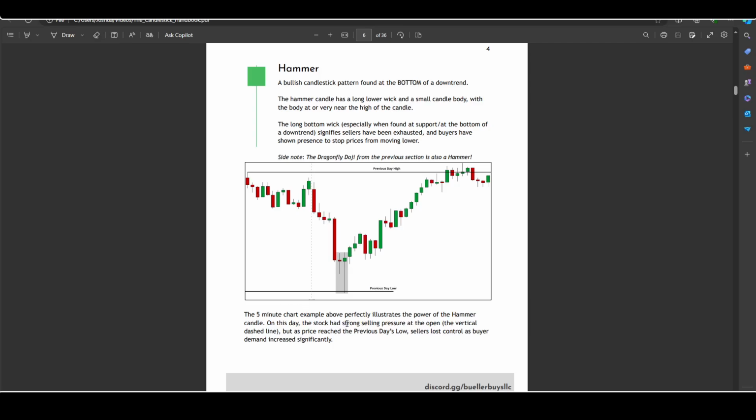The 5-minute chart example above perfectly illustrates the power of the hammer candle. On this day, the stock had strong selling pressure at the open, the vertical dashed line. You can see we opened here, dumped over the course of multiple candles, but as price reached the previous day's low, sellers lost control as buyer demand increased significantly. So they reached down to previous day low, built a doji, very indecisive candle, and then gave a bullish hammer, signaling, hey, we're probably going to reverse back up.